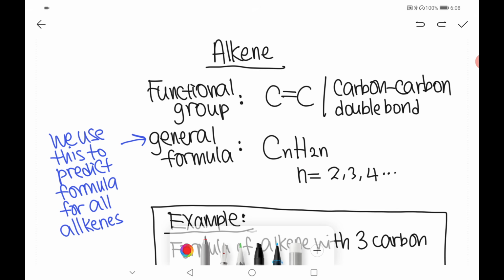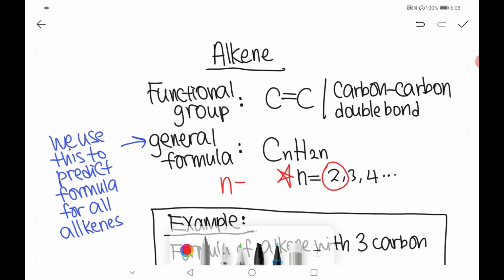Do remember, for alkene you have to be very careful, because for alkene the n must start from number 2. You cannot substitute n equal to 1 for alkene. The n must start from number 2, then go with number 3, number 4, and so on.